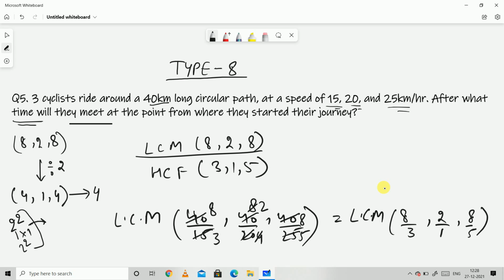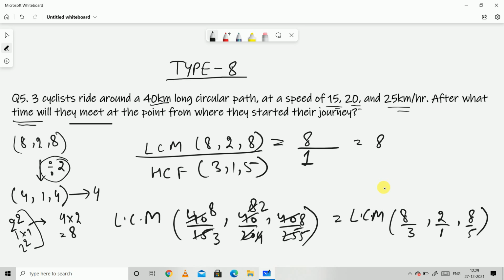But this is the LCM of 4, 1, 4. Since I divided by 2, I need to multiply by 2, so 4 times 2 gives 8. So the LCM is 8 here. And what will be the HCF? Since we have 3, 1 and 5, the common factor among them can be nothing but 1 only. Therefore my HCF is 1 here. So what is the answer? 8.